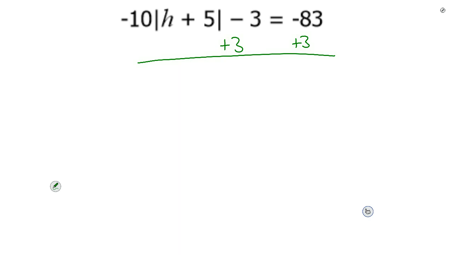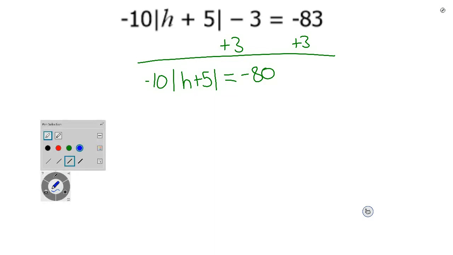If I do that, I'm left with negative 10 times the absolute value of h plus 5. Once again, I did not touch anything inside the absolute value. We don't touch stuff that's inside the absolute value. We need to first isolate it. That's what we're doing. Negative 83 plus 3 is negative 80. Great. And this one looks weird, right?